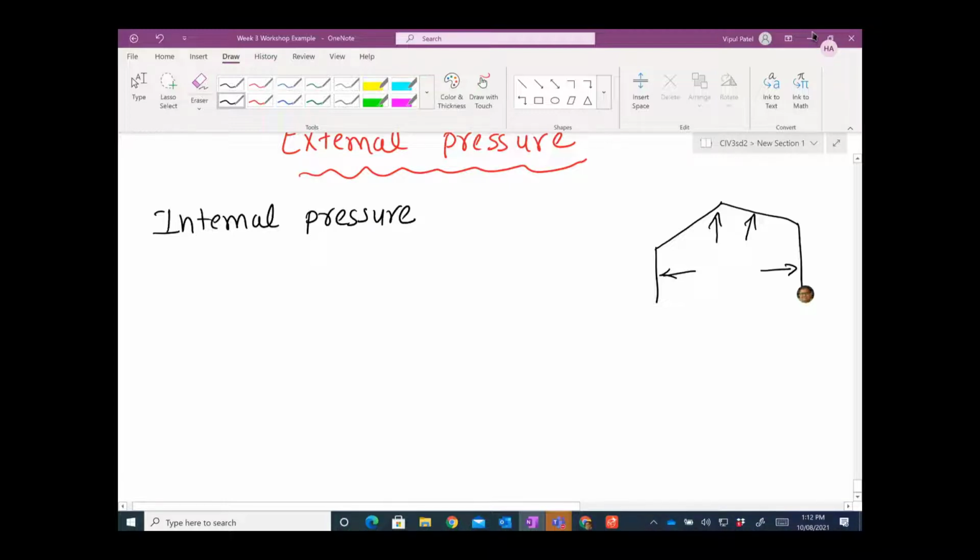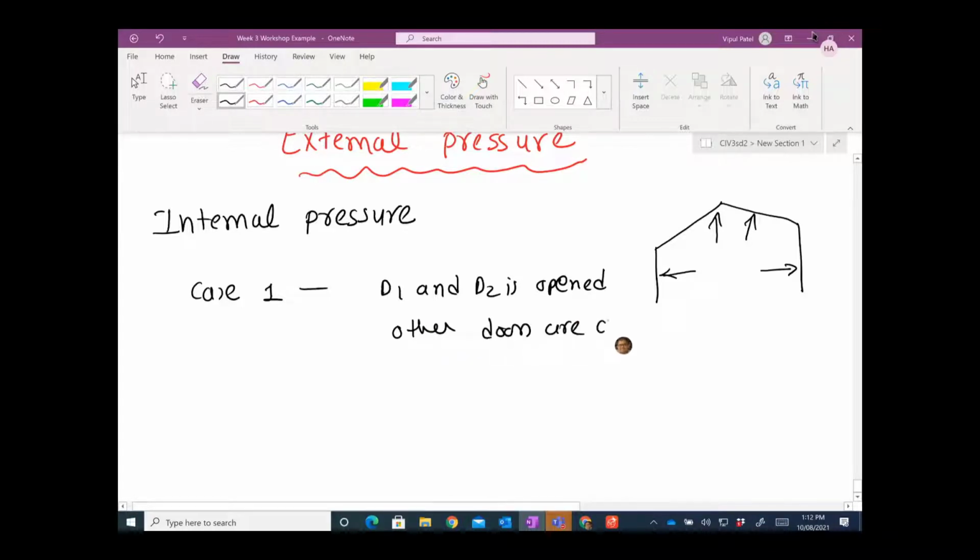Now these internal pressures depend on opening and closing the door, right? How you're going to open and close, and how you're going to work it out. So let's say we want to consider the internal pressure or suctions. Let's consider D1 and D2 doors are open and other doors are closed. Let's say a case where you have D1 and D2 open and other doors are closed.